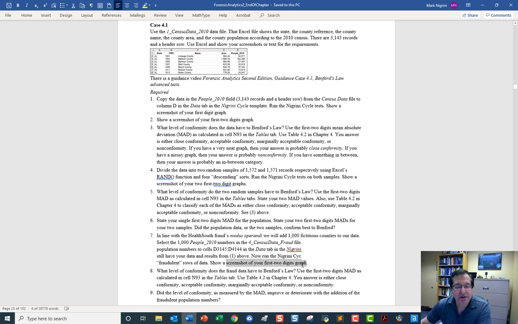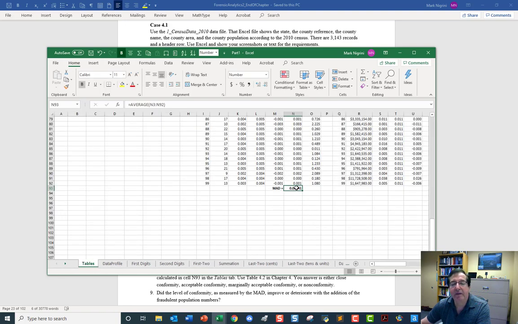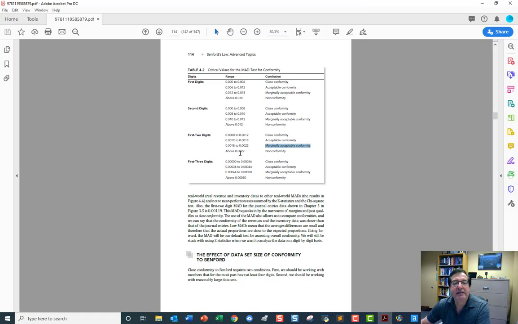Show a screenshot of your first 2-digit graph, and we just did that. What level of conformity does the fraud data have to Benford's law? Remember, the good data was 0.0143. What do you think this graph is? I have lots of deviations here, much larger than before. It should be higher than what it was. Here we go. 0.0341. And if I go to my chart, it's above that. It is a serious case of non-conformity. In fact, it's at least 1% higher than above 0.0022.